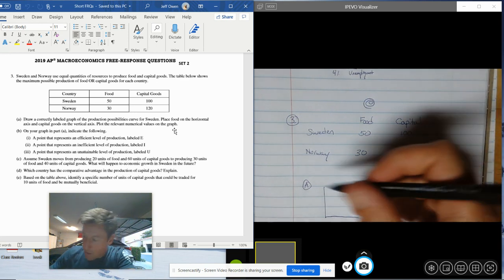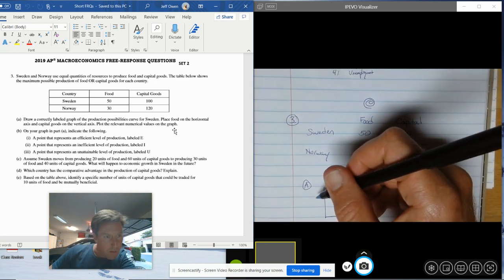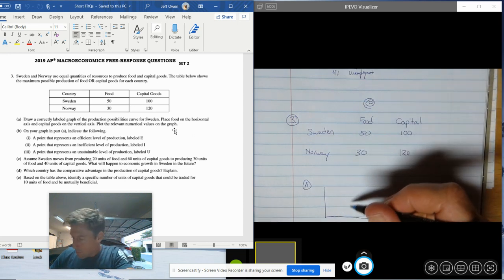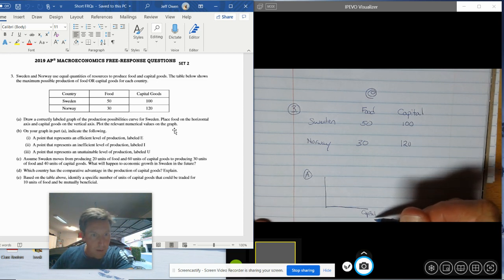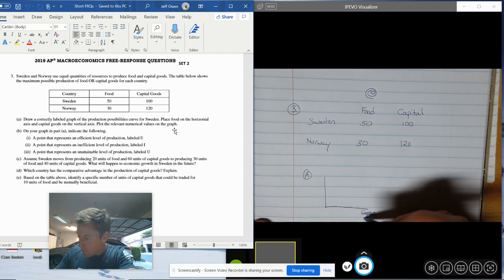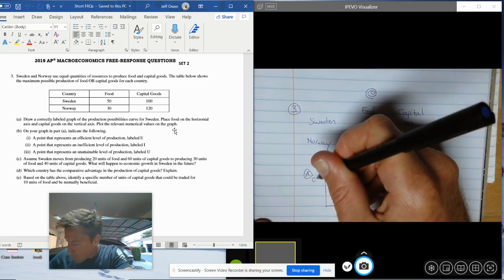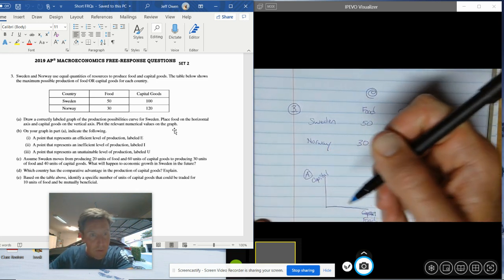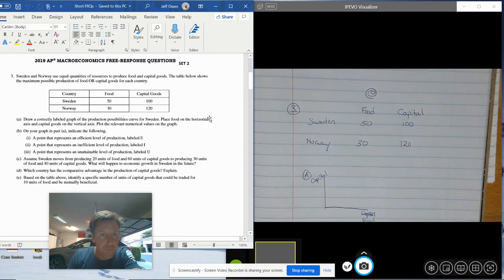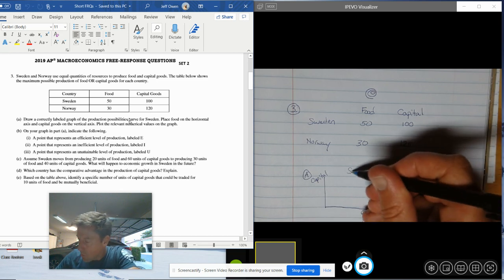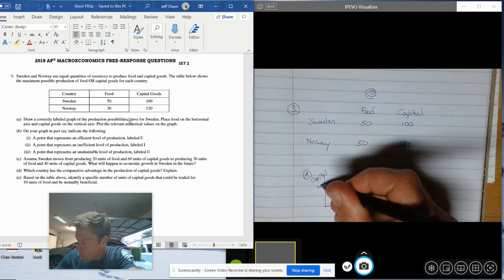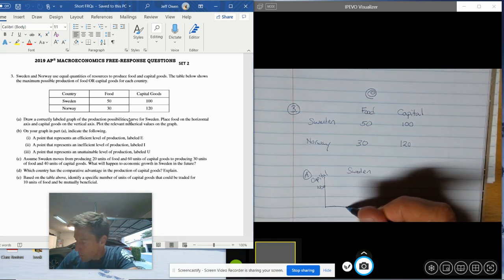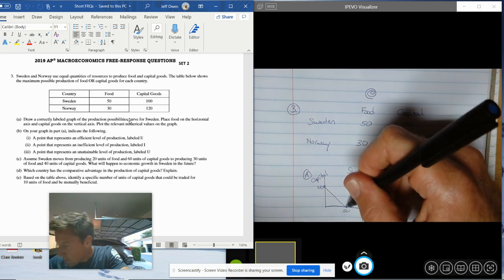So we've got capital on horizontal. And nope, food. Food and capital. Okay, draw correctly labeled for Sweden. So let's throw a title on there for Sweden. When Sweden produces capital goods, it's 100 and food is 50. So our PPC curve looks like that.